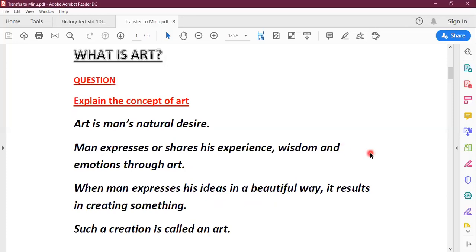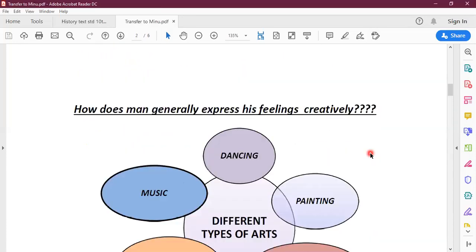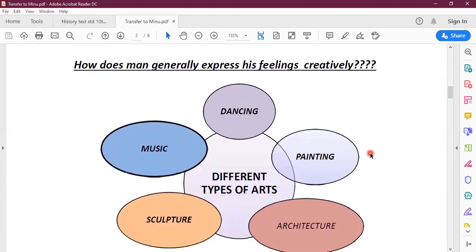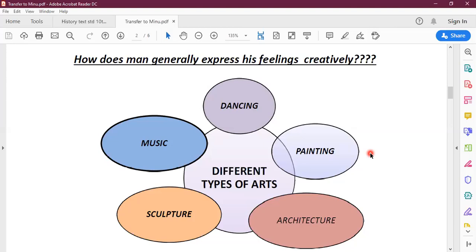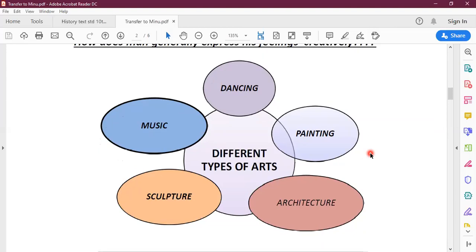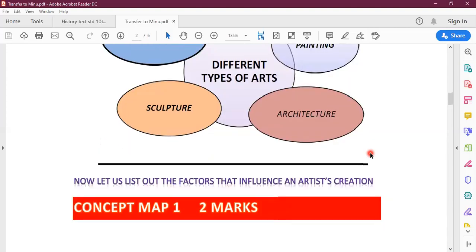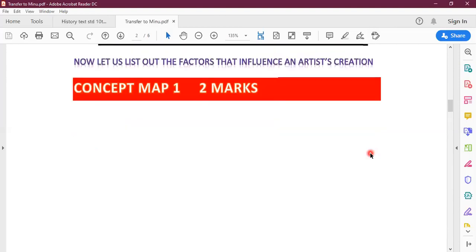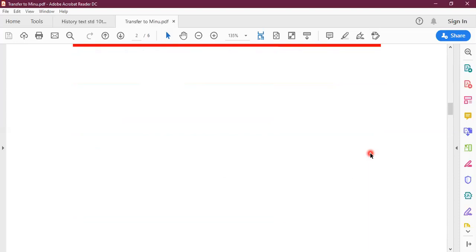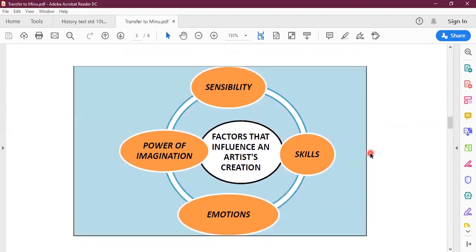Let's go ahead. How does man generally express his feelings creatively? Just now we have discussed dancing, painting, architecture, sculpture, music. All these are the different types of arts. Let us list out the factors that influence an artist's creation. Last year, you know what a concept map is, and here also you have many concept maps for 2 marks. These concept maps are easy, and they help you understand the chapter in a better way. Here you have the first concept map: factors that influence an artist's creation. What are these factors?